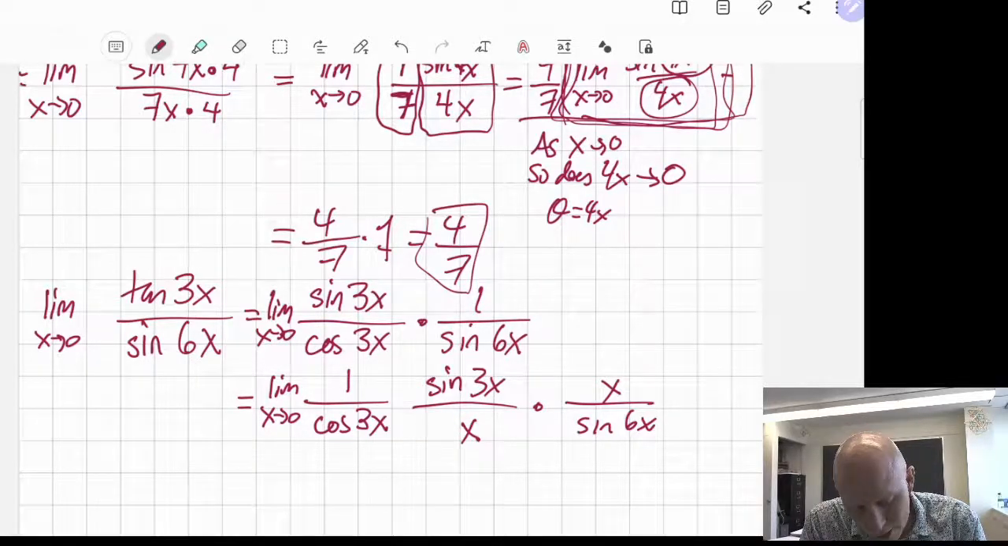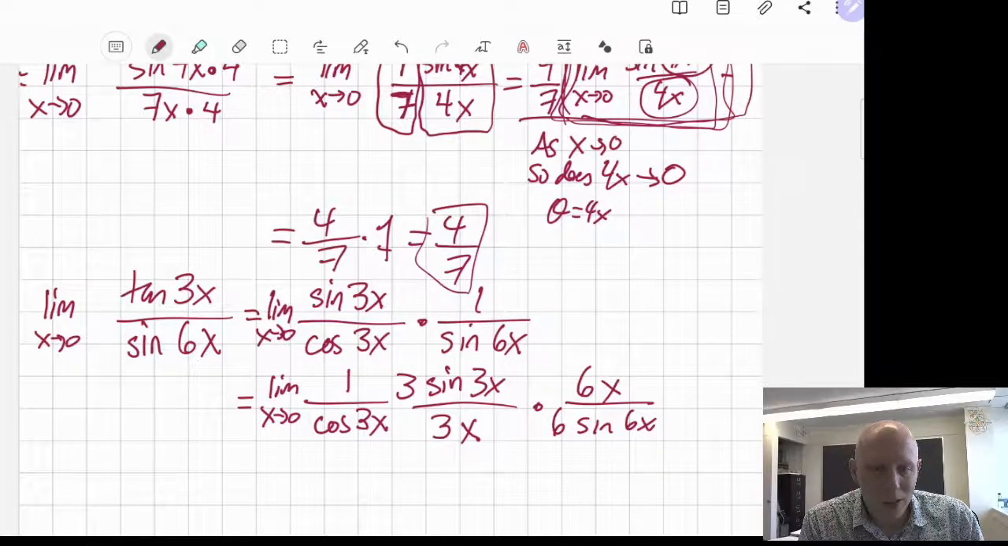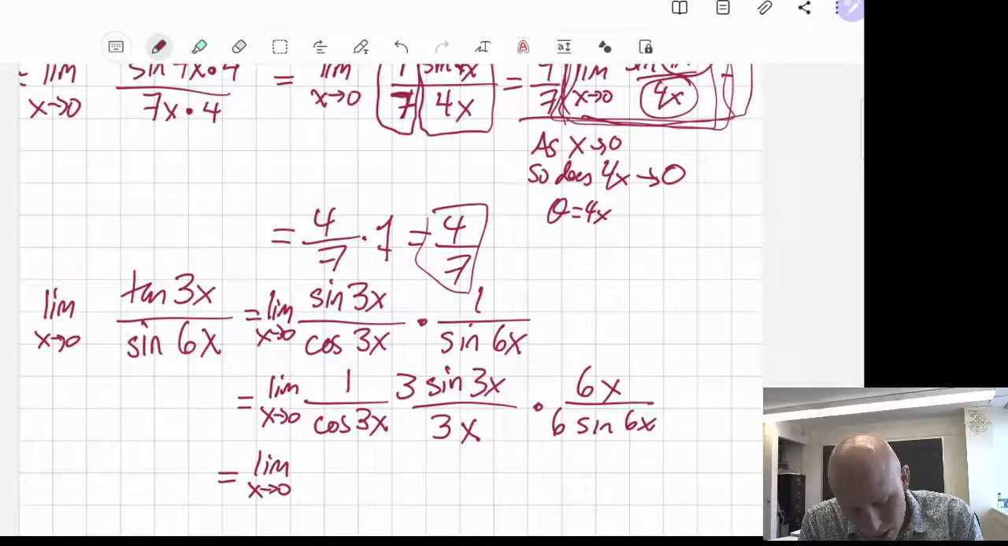So for this sine of 3x, we need to now have a 3x in the numerator and in the denominator, so we multiply and divide by 3. Similarly, we need to multiply and divide by 6 for the last expression. And then let's bring everything out, so we get the limit as x goes to 0. We have an extra 3 here. We have an extra 6 here. So let me just bring those outside everything.